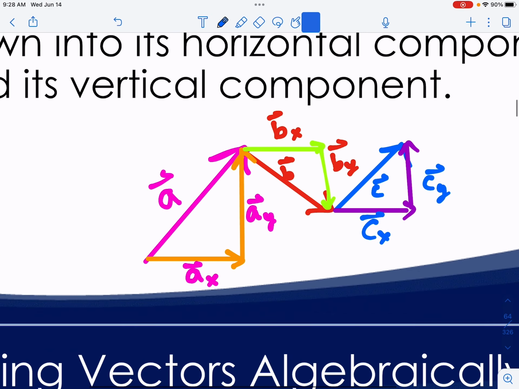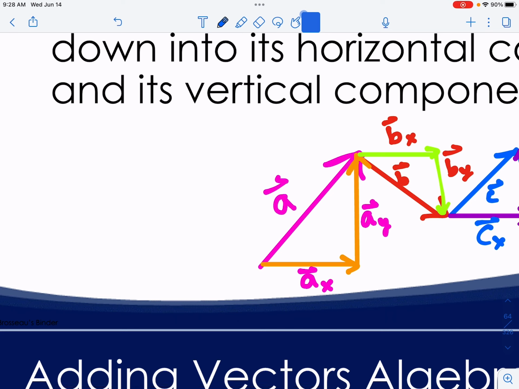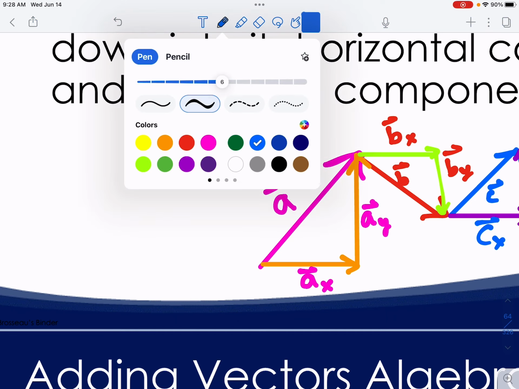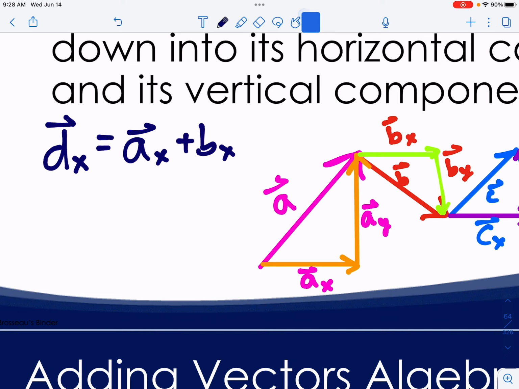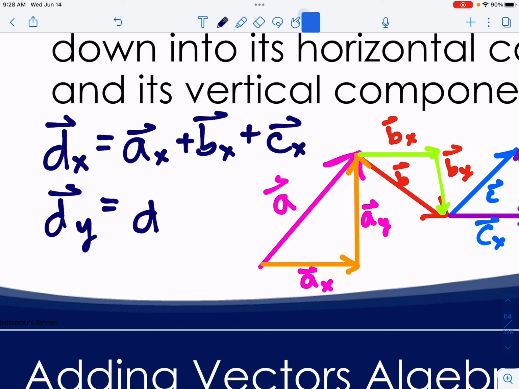So if we wanted to know the resultant vector, we can say the resultant vector is d. If we wanted to know the horizontal component of the resultant vector, it's going to be just all the horizontal components added up. And if we wanted to know the vertical component of the resultant vector, that's just going to be all of the vertical components added up.